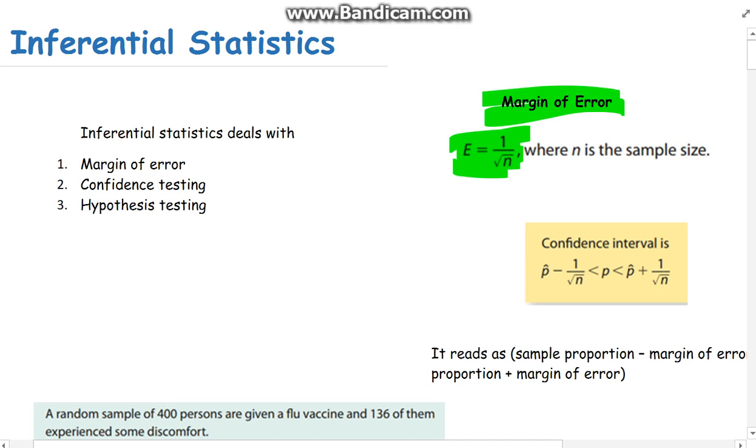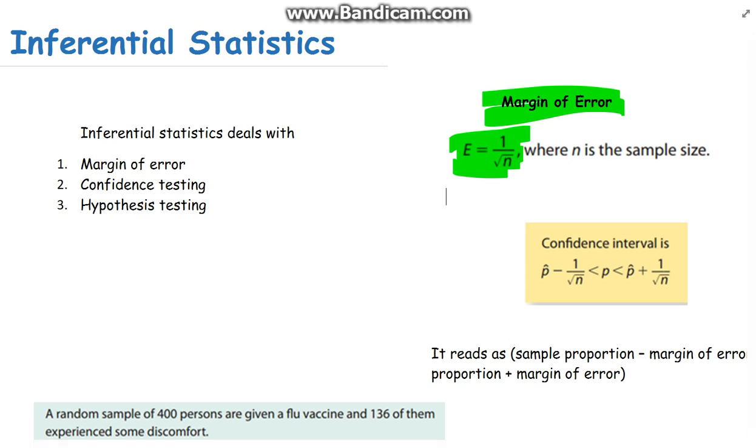So n is the sample size. n is the number of people asked in a survey, or the number of people that were asked if they went to a shopping centre, all those kinds of things. So n is just the number of people that are asked and the amount of data you have.